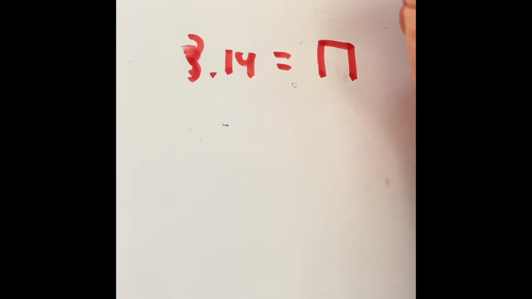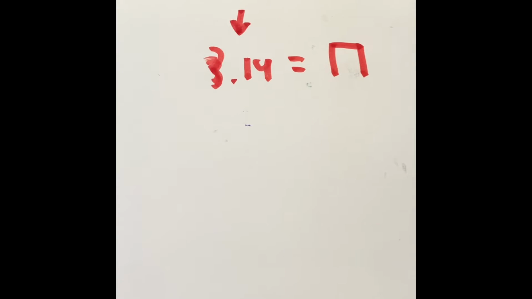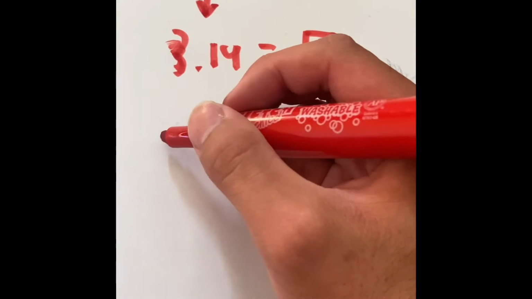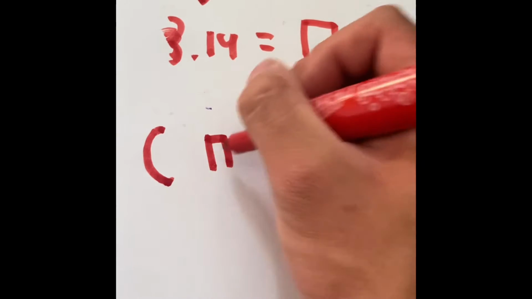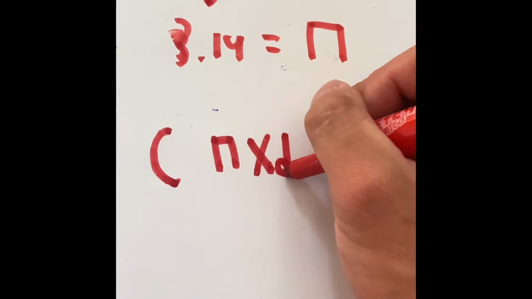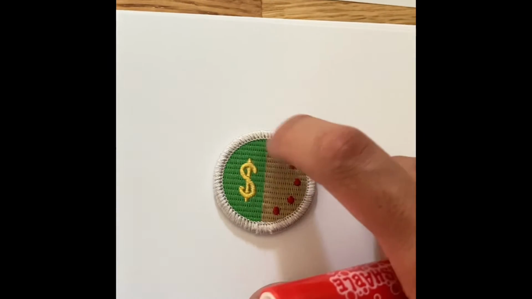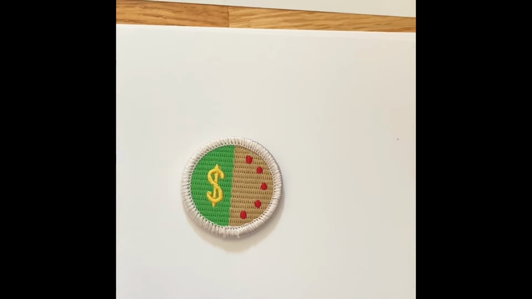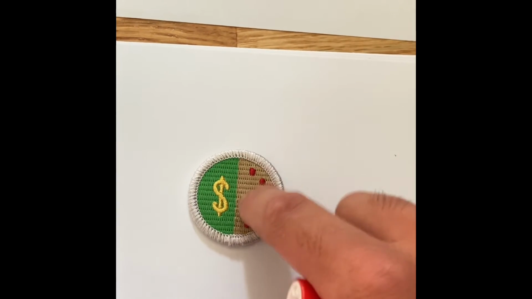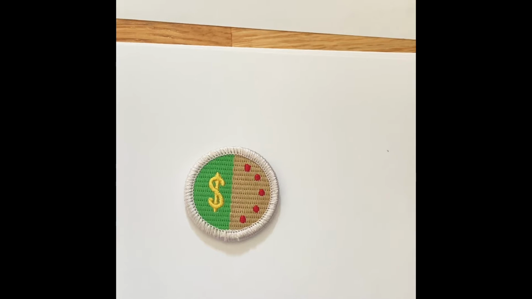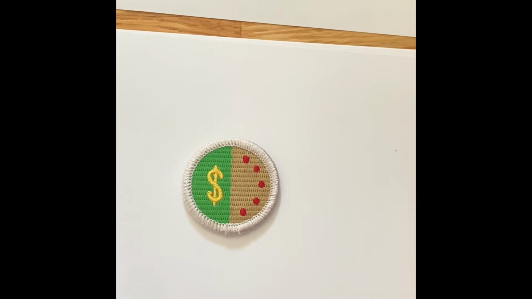The reason mathematicians use 3.14, or how they got to it, is basically another formula for a circle, but this time it's the circumference. The circumference is pi times the diameter. With the circumference, you are measuring the perimeter of the circle. Do you see the white lining of the merit badge? That is indicating that it's Eagle required. Not only that, it's also indicating the circumference of the circle.